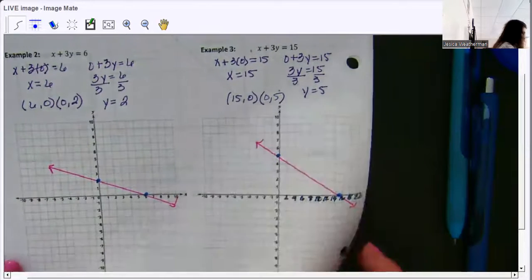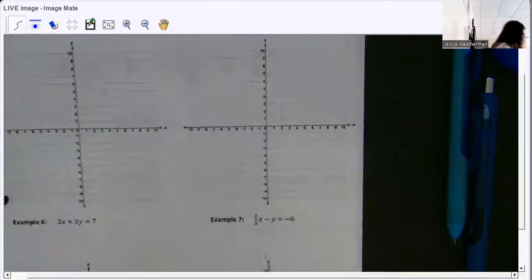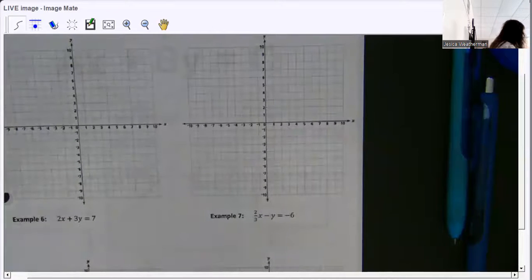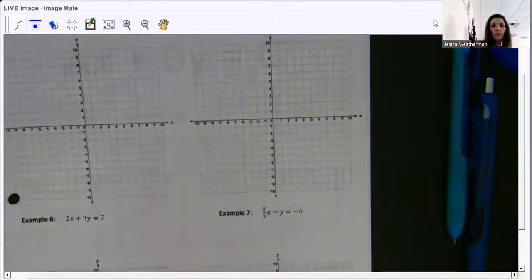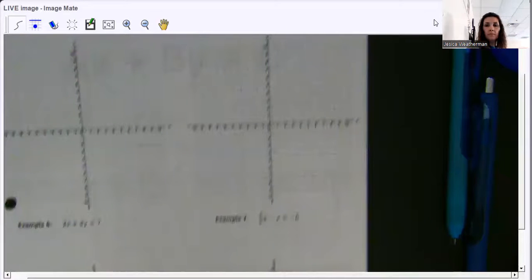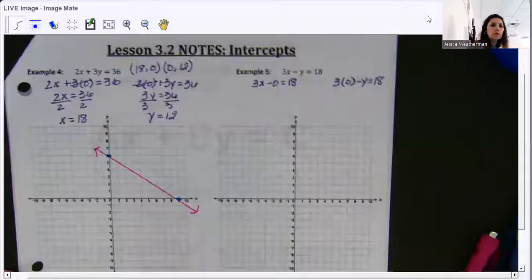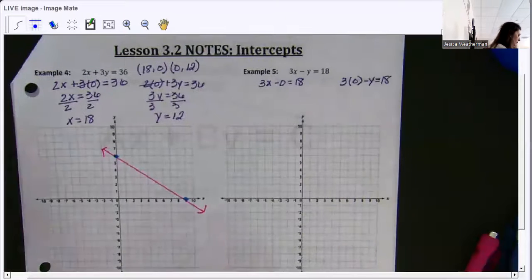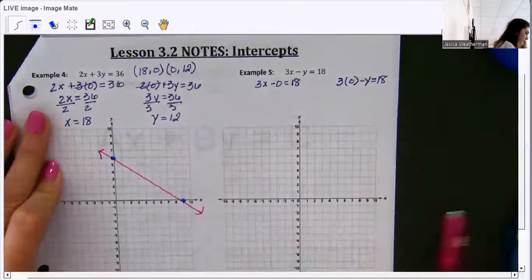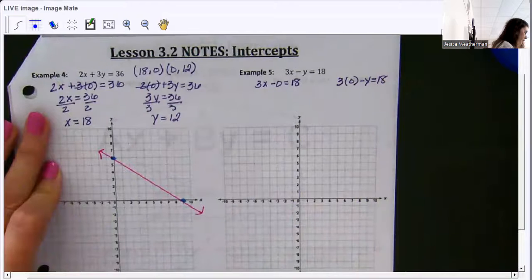Okay, so let's flip it over to page 3. And we just have more of the same. So I want you to work on 4 and 5, and then we'll check them together. Okay, go ahead and do that. Okay, so here's number 4. And we're going to move on to 5.